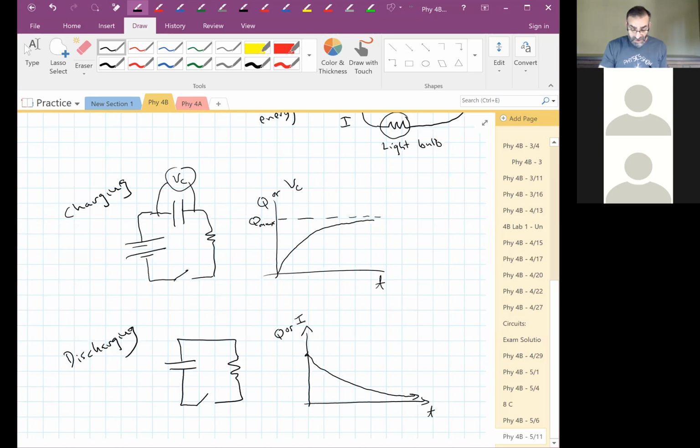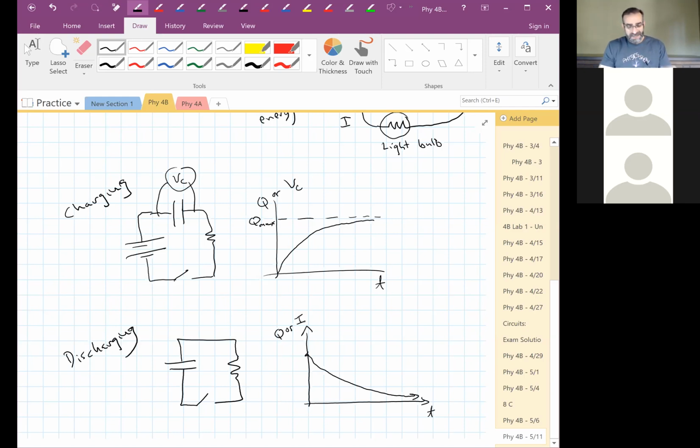Yeah, the times are short. The times are typically short, so milliseconds, things like that, for this to occur. So you don't notice it. It seems instantaneous because the times are relatively short, but it doesn't have to be short. It could be long. What does it depend on?